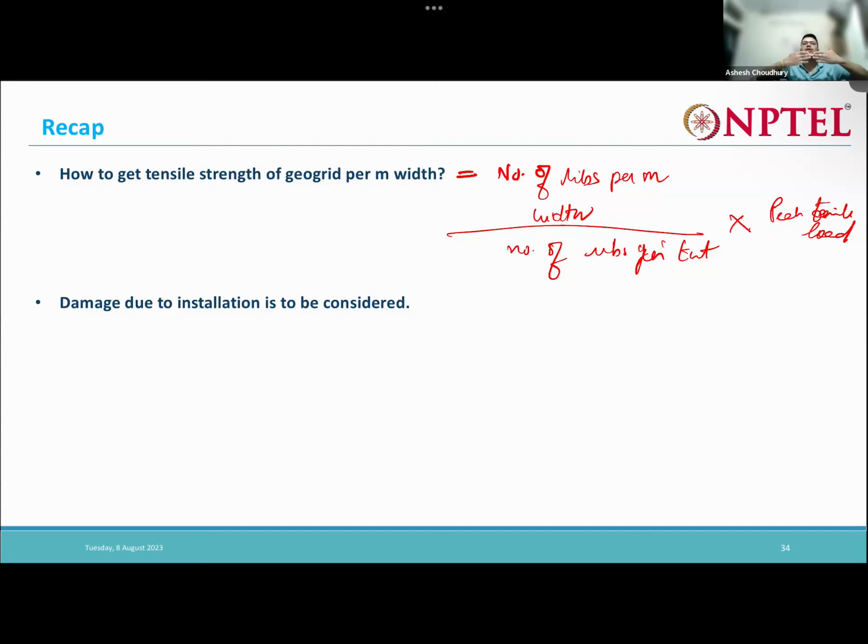In the laboratory, you are finding out a tensile strength under very ideal conditions, right? But in the actual ground, you might not get that amount of strength. Why? Because there will be some damage due to installation or weather or whatever factors. So that factor you should consider.